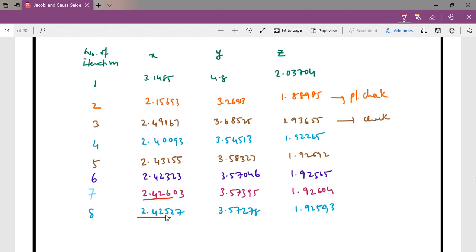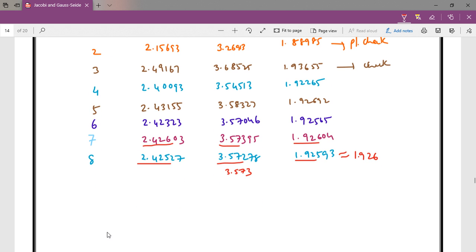So this can be taken as 2.426. This can also be taken as 3.57, 3.57, 1.92, 1.92. So the root has been converged. So I think you can stop here. This can also be taken as 1.926. Okay, so this can be taken as 3.573. Okay, and this is 2.425 only. So now we have seen that the root has been converged in the 8th step.